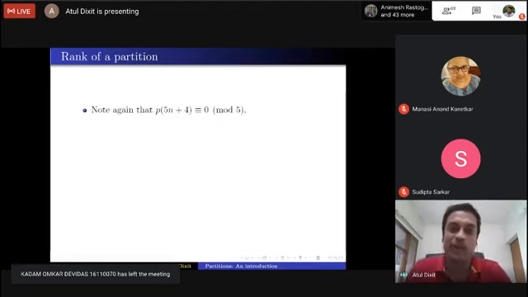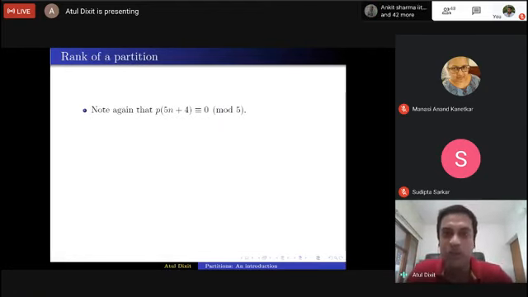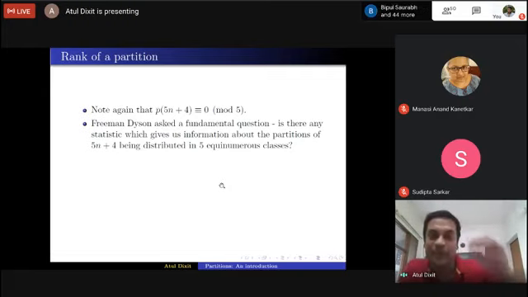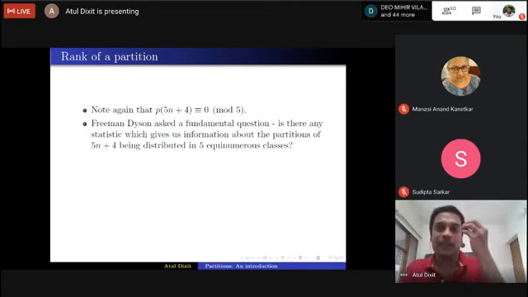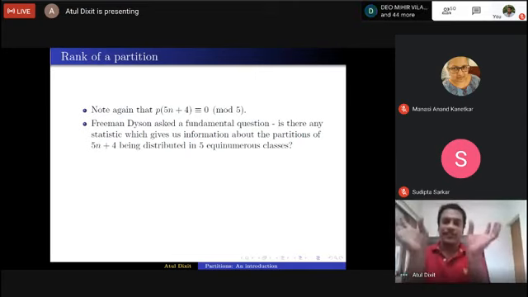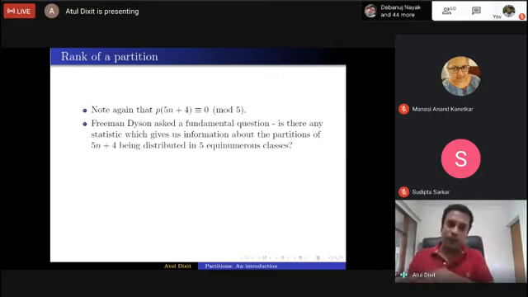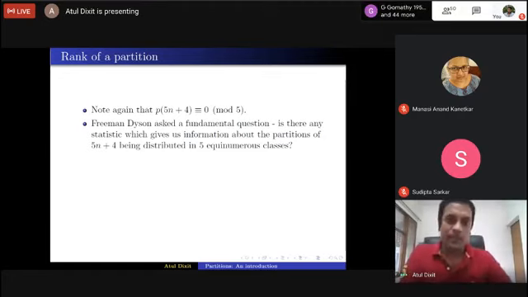Okay, so we have seen this congruence is true, Ramanujan proved it. But as a 16-year-old student, Freeman Dyson asked a fundamental question. Can I have a statistic by means of which I can see how these partitions of 5n plus 4 are equidistributed in 5 equinumerous classes? You are saying that 5 divides p(5n plus 4). Can I define a statistic by means of which, let's say I have 5 buckets, and I can put each of these partitions of 5n plus 4 in each of these buckets, and each of these buckets has an equal number of elements? So that's what he asked.